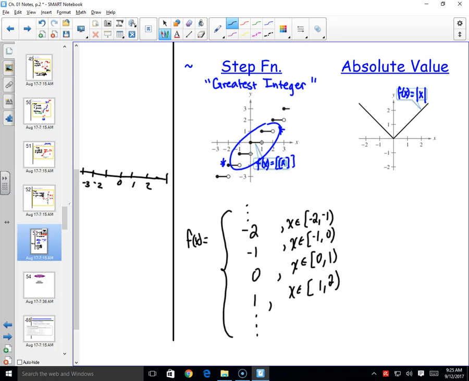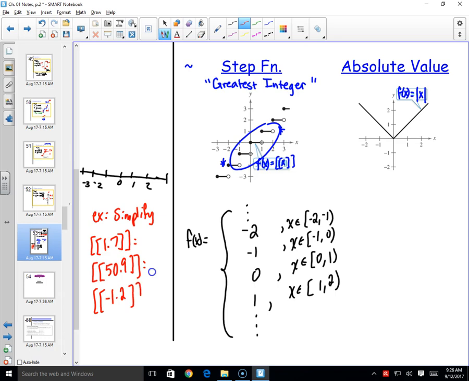So, let me do a quick example off to the side. If I was to ask you to simplify double brackets 1.7, double brackets 50.9, double brackets negative 1.2. We've basically done all of these. I just changed the numbers just a little bit.